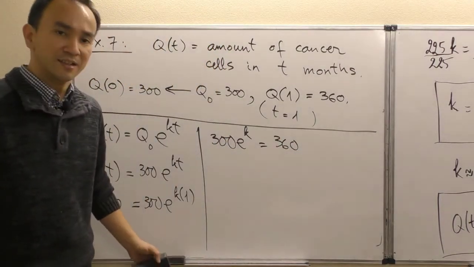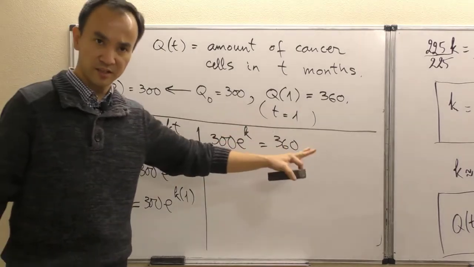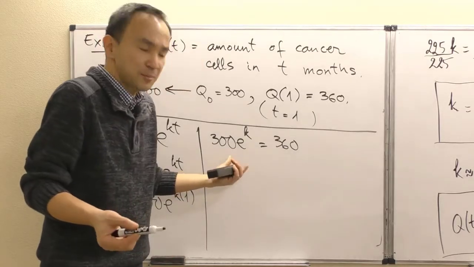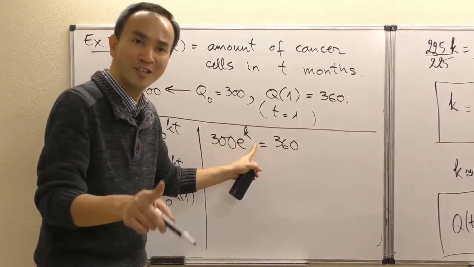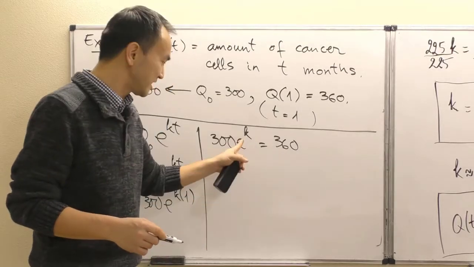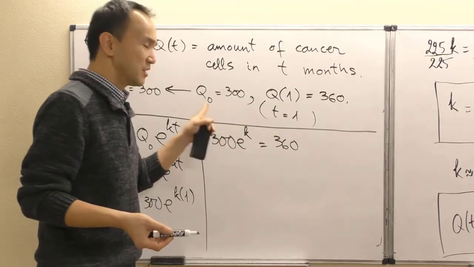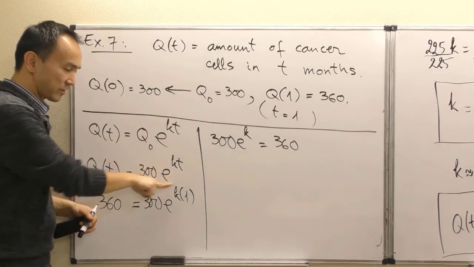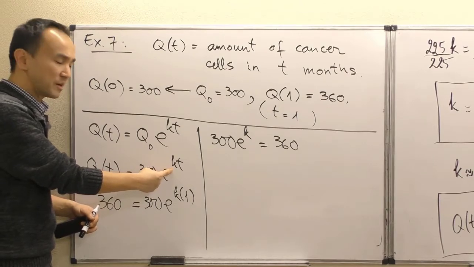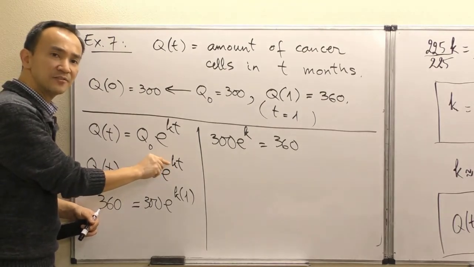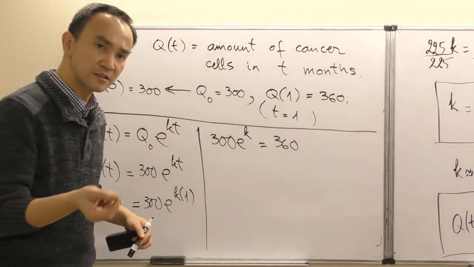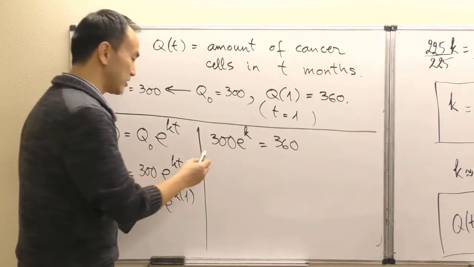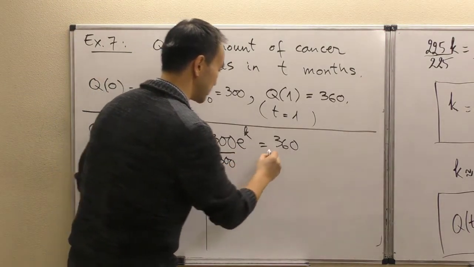I have an equation. Clearly this is an exponential equation, and in order to solve it, k is the only unknown that we need to find out. Throughout the entire function up to this point, the only missing information we need is the value for k, the continuous growth rate, and we're about to solve for that. Now in this equation, I'm going to divide both sides by 300.